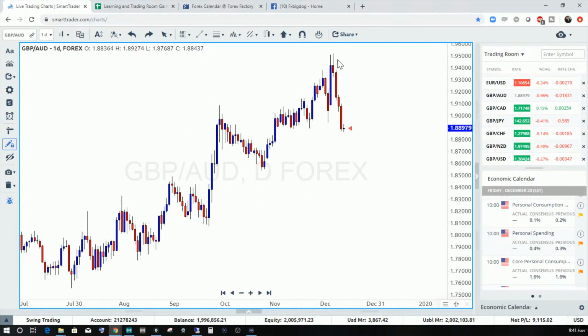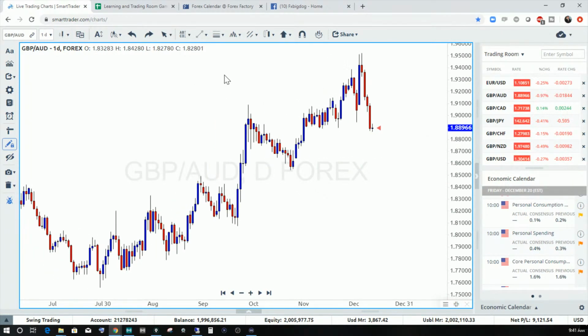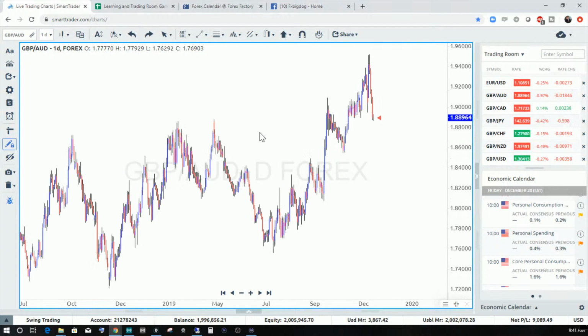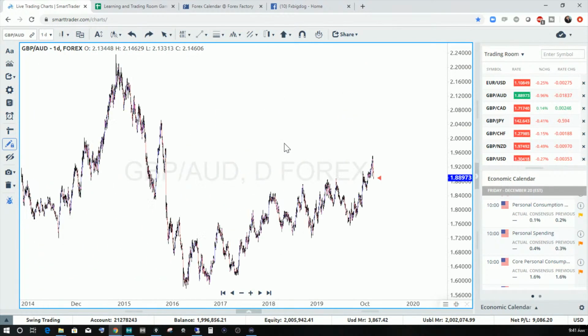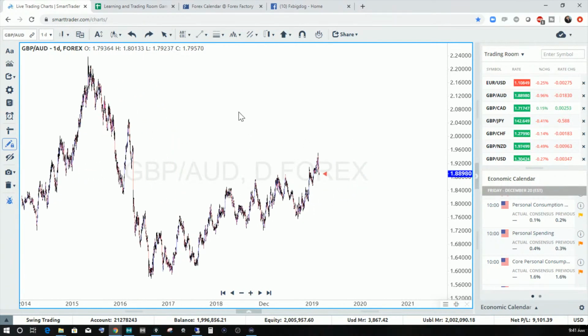So there's that dip that we had. There's the rally during the UK election. The market pulled back. So let's go break down. You know, I've started a new workspace here on smarttrader.com, and my workspace now needs to be updated. So let's go ahead and go through this process. This is what we're looking for.